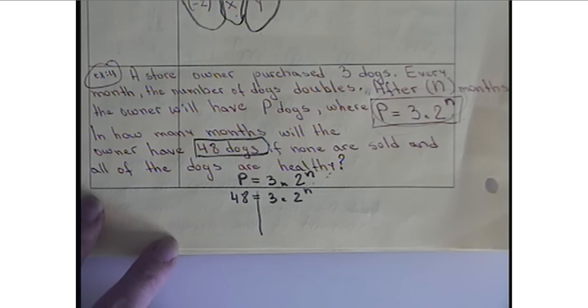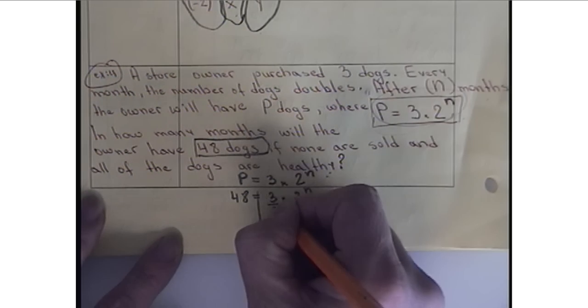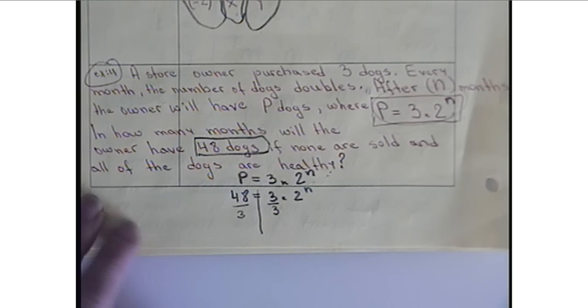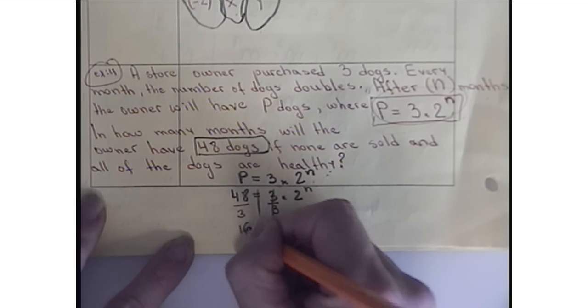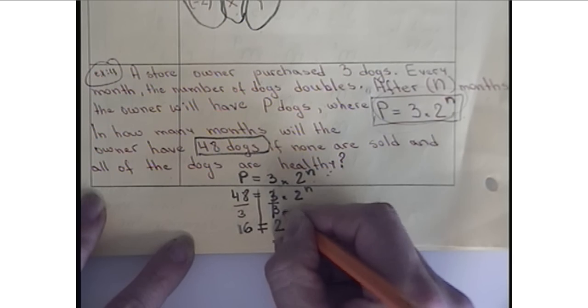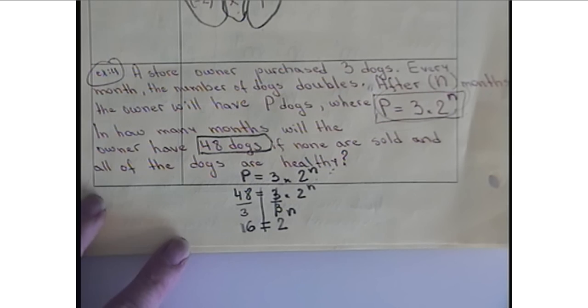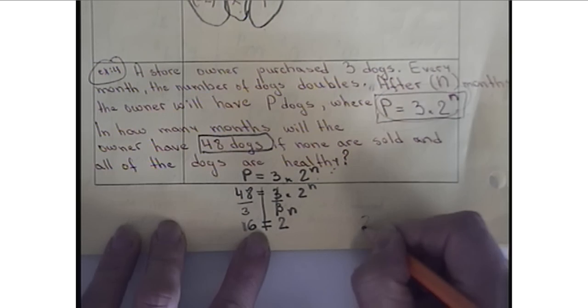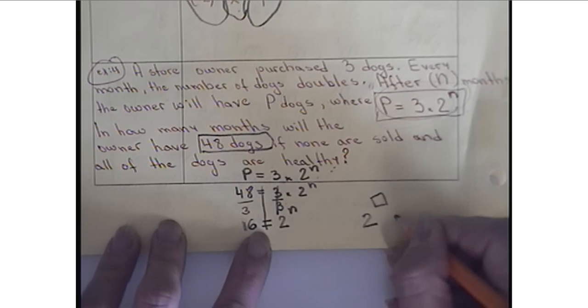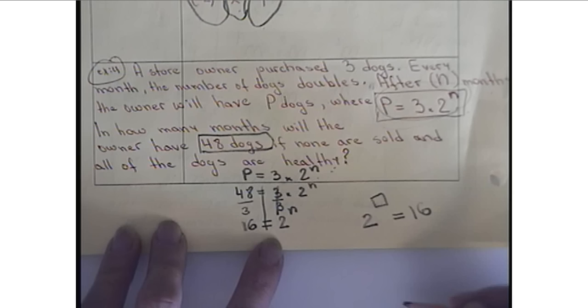First thing, we will divide by 3 both sides, right and left, because we want to cancel this. 48 divided by 3 will give us, what is it? 48 divided by 3, 16. 16 equals 2 to the power of n. So now, remember when we had an example like this and we want to know 2 to what power will give us 16? So 2 to what power?